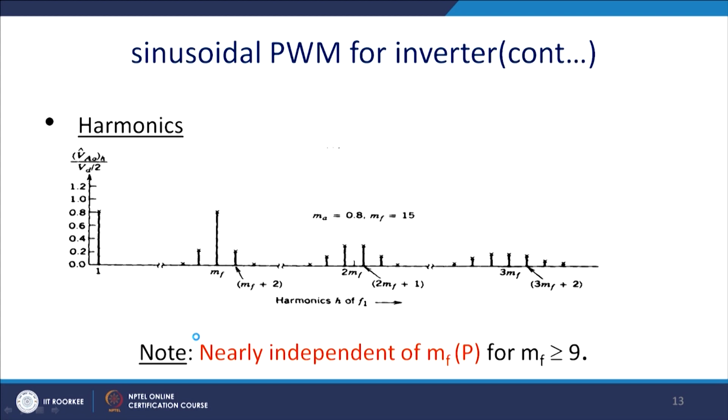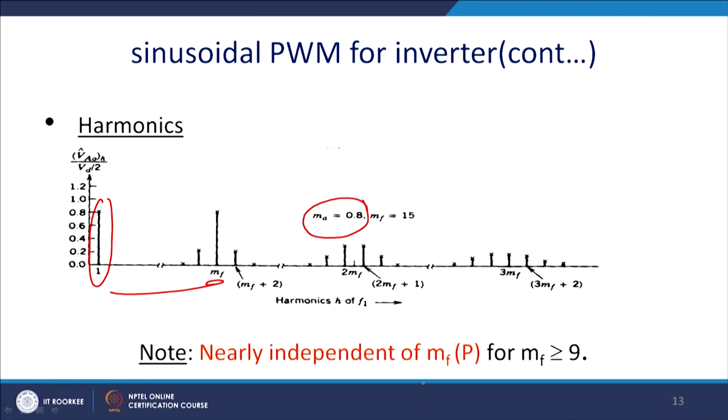So, this is the harmonic spectrum. This is the fundamental, and then it will be shifted by MF, where MF is the ratio of the triangular or carrier wave frequency to the control wave frequency. This is basically for a modulation index in the linear region of 0.8 and a value of MF of 15.